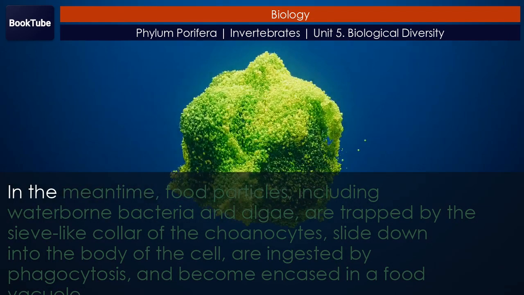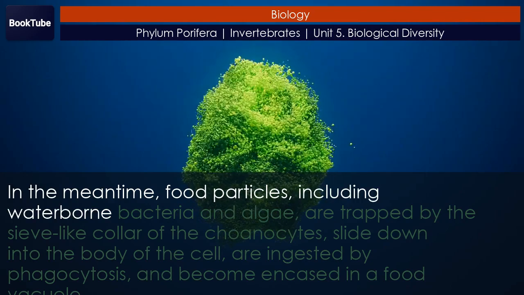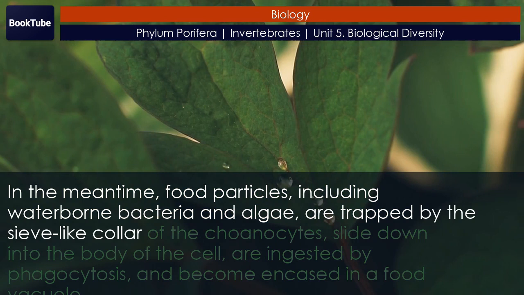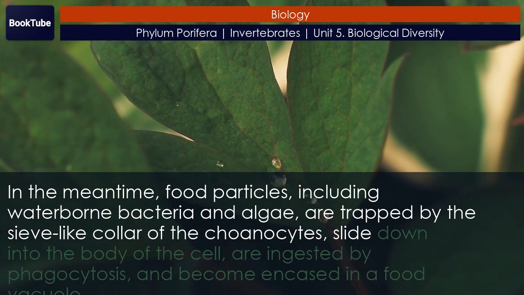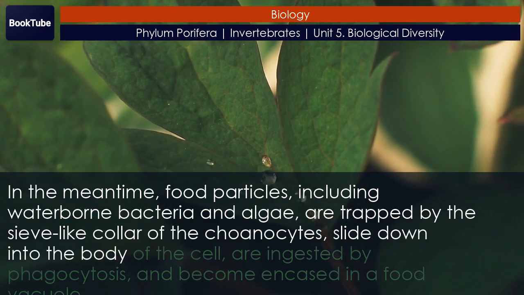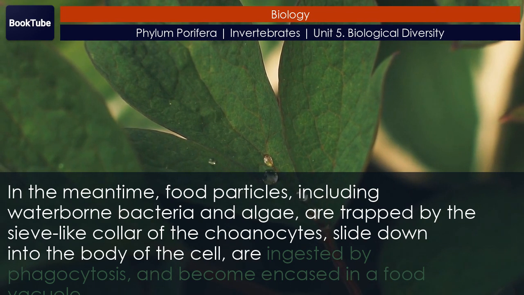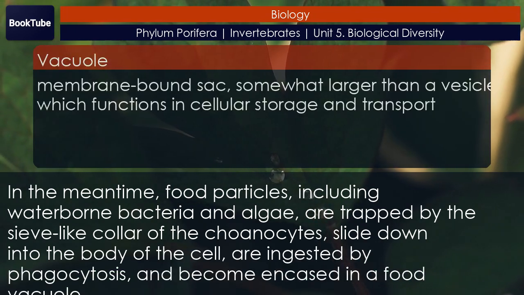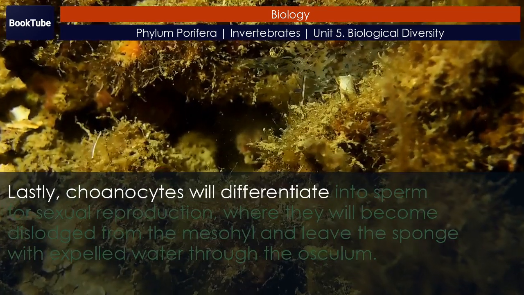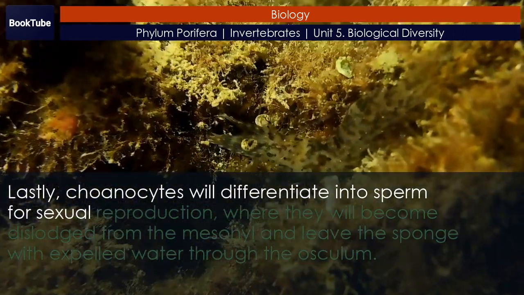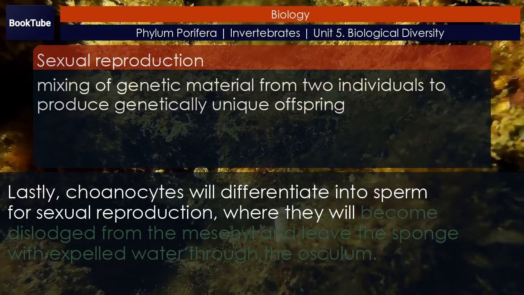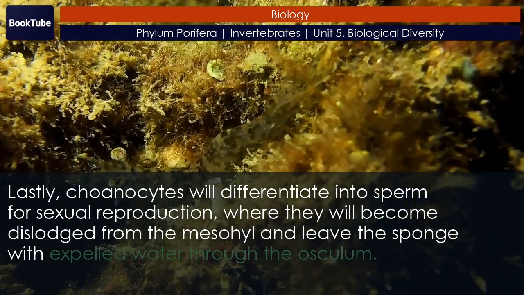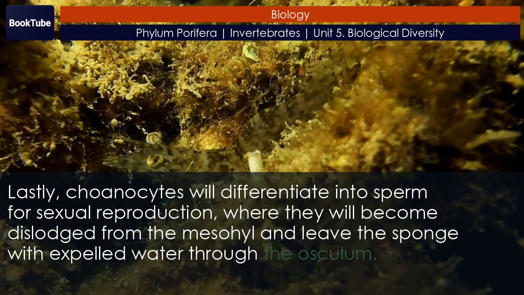In the meantime, food particles, including waterborne bacteria and algae, are trapped by the sieve-like collar of the choanocytes, slide down into the body of the cell, are ingested by phagocytosis, and become encased in a food vacuole. Lastly, choanocytes will differentiate into sperm for sexual reproduction, where they will become dislodged from the mesohyl and leave the sponge with expelled water through the osculum.